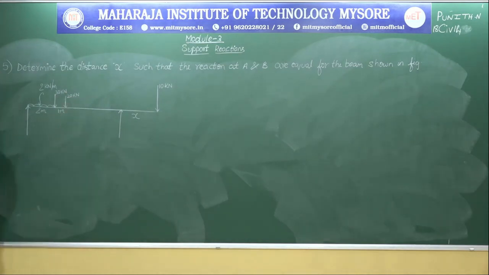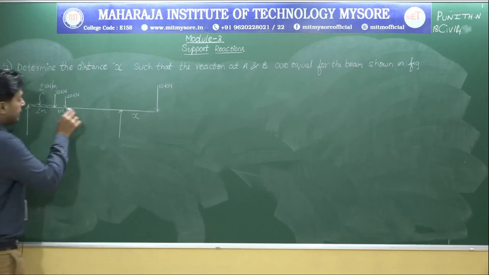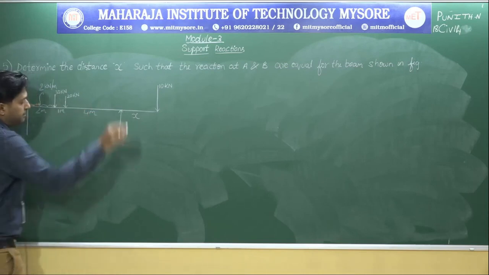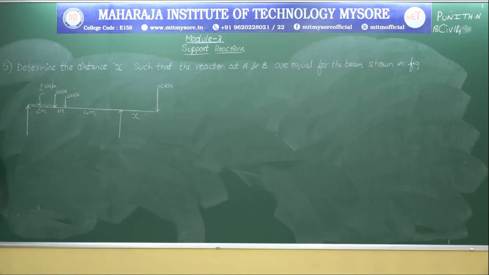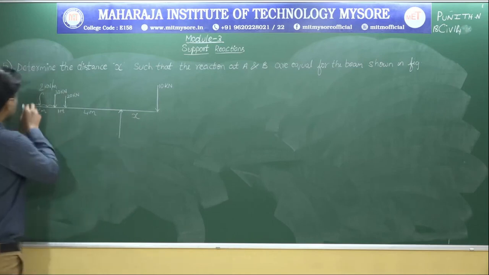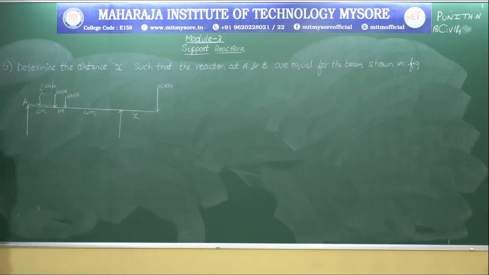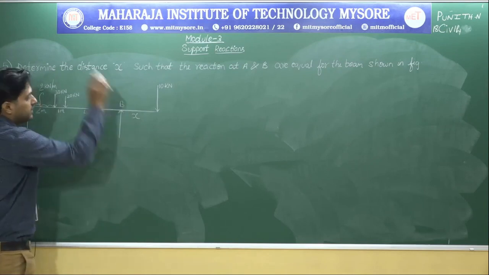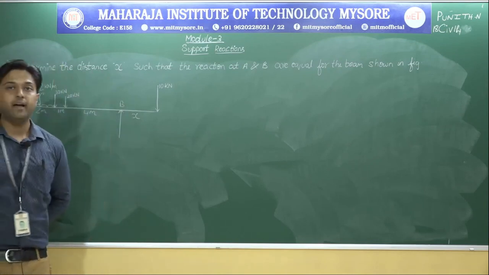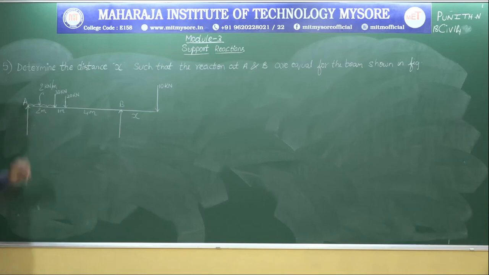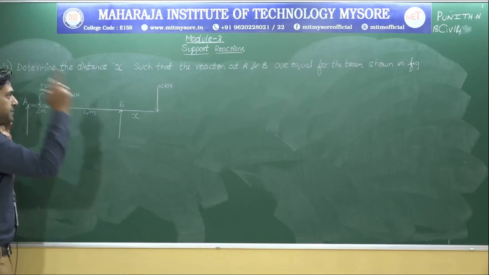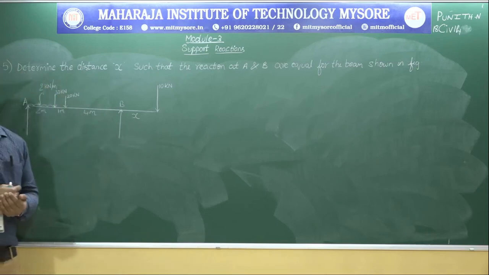So be careful. Next, this is 4 meter span. There is no load for that particular span, and this is x. They have given this as A and this as B. This is the question that they have given, so just concentrate on it. Here they are asking us to calculate the distance x such that the reactions at A and B are equal.